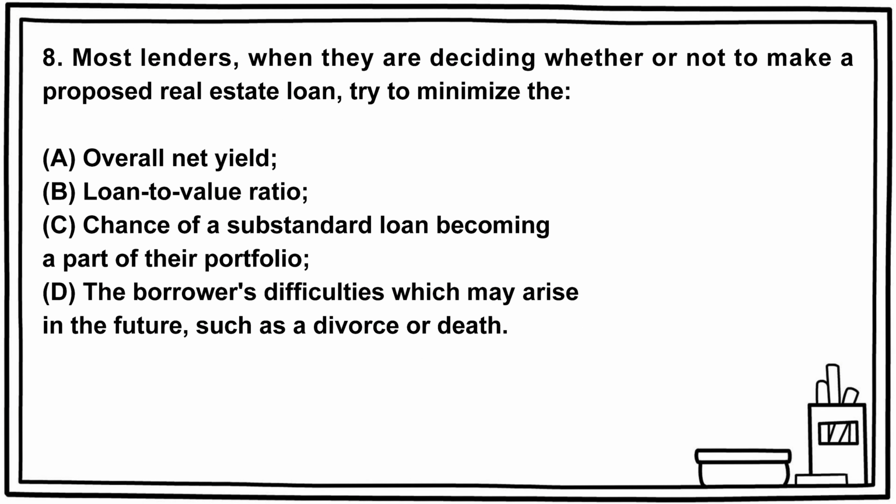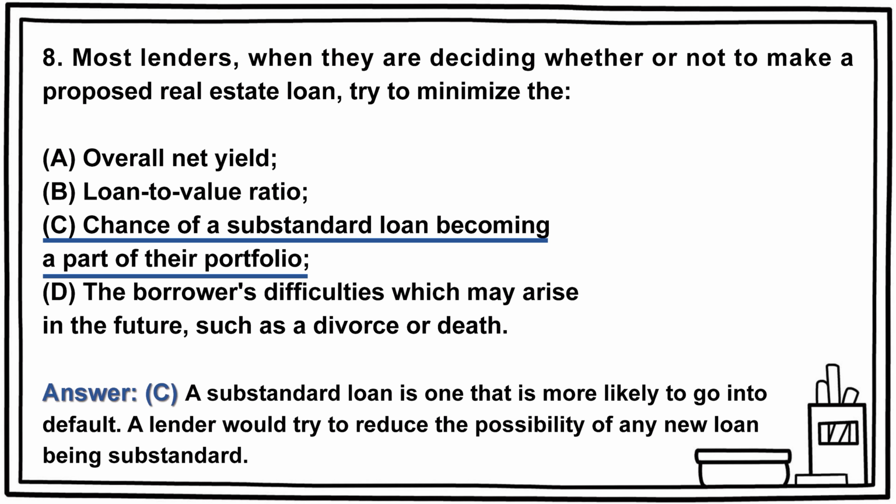8. Most lenders, when they are deciding whether or not to make a proposed real estate loan, try to minimize the: A. Overall net yield. B. Loan-to-value ratio. C. Chance of a substandard loan becoming a part of their portfolio. D. The borrower's difficulties which may arise in the future, such as a divorce or death. Answer: C. A substandard loan is one that is more likely to go into default. A lender would try to reduce the possibility of any new loan being substandard.